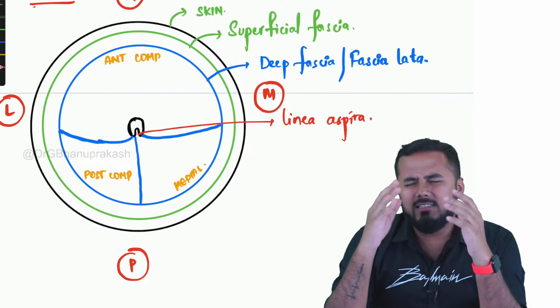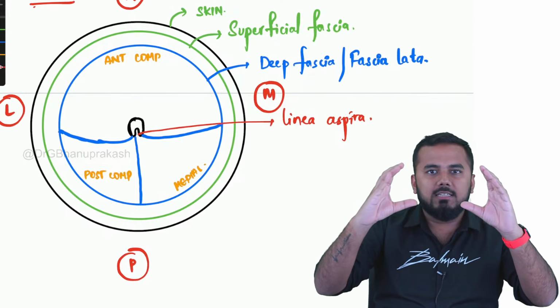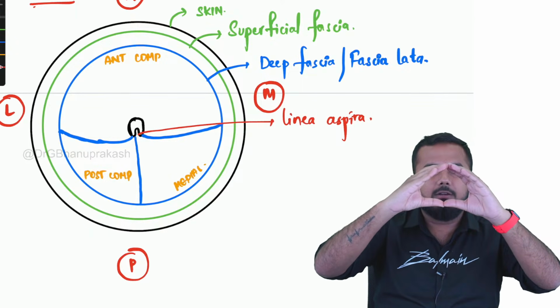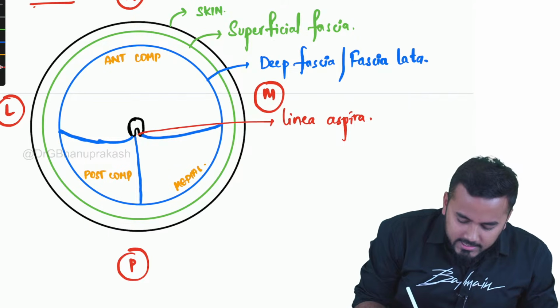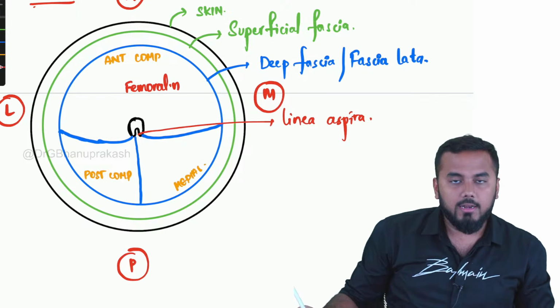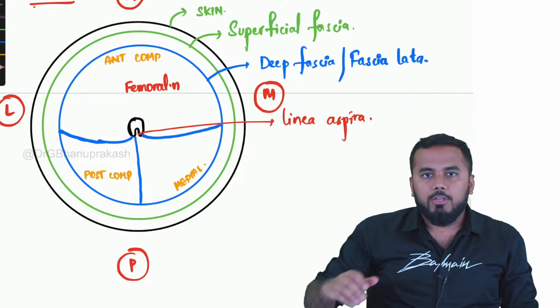Now, a single important thing I'm telling you: the anterior compartment has a couple of muscles, let us say 5 or 6 muscles, I don't care how many. But as all these muscles are located in a single compartment, they are supplied by a single nerve, a nerve called the femoral nerve.